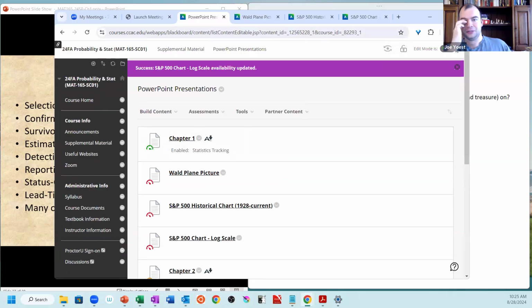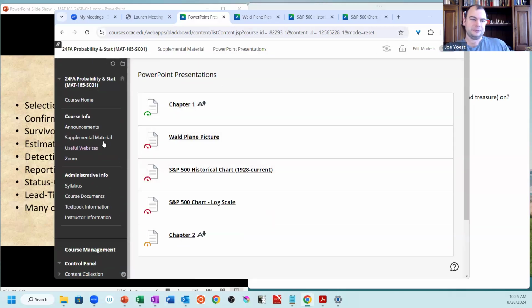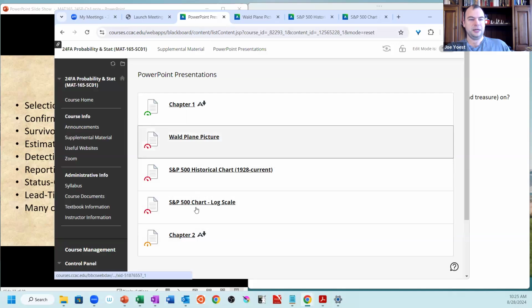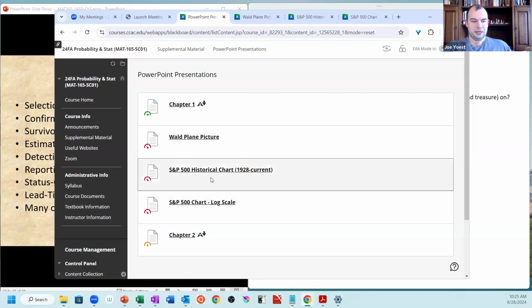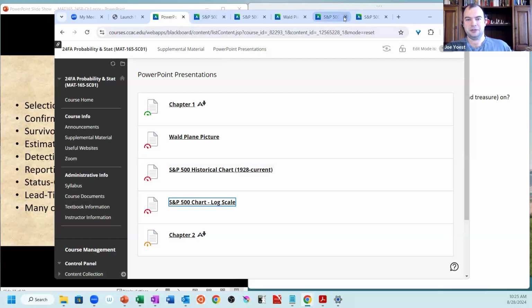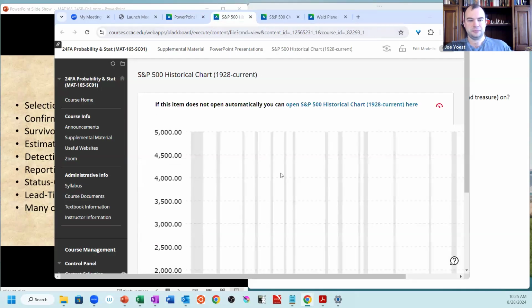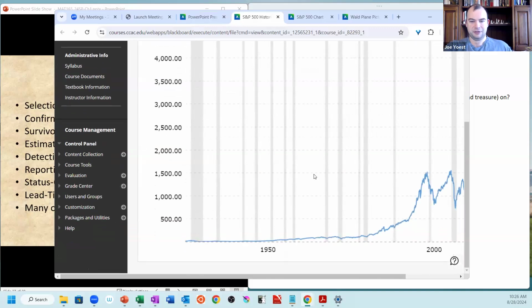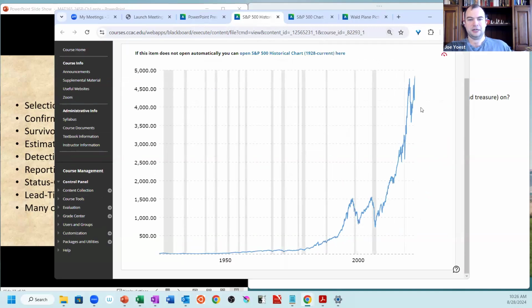I did also post, in the supplemental material folder on Blackboard, the Chapter 2 PowerPoint, as well as a couple of additional things we're going to talk about in a minute. One of them we've already talked about. If we look at the S&P 500 historical chart, we say, oh, I see the dot-com bubble and crash. I see the housing market bubble and crash. I see the tear that the market's been on in the last several years.